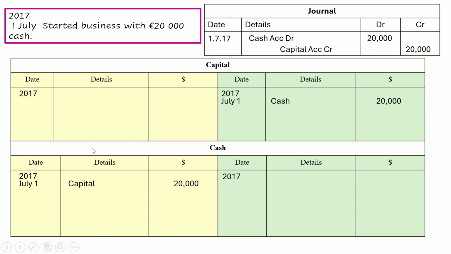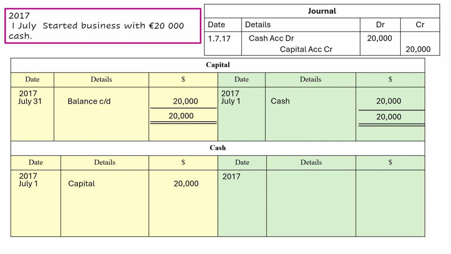Now let's balance the capital account. Credit side is greater, bring it to the total. 20,000 take away 0 gives 20,000. 31st July balance carried down. Bring it to the opposite side, August 1st. If today is 31st July, tomorrow would be 1st of August. Balance brought down 20,000.